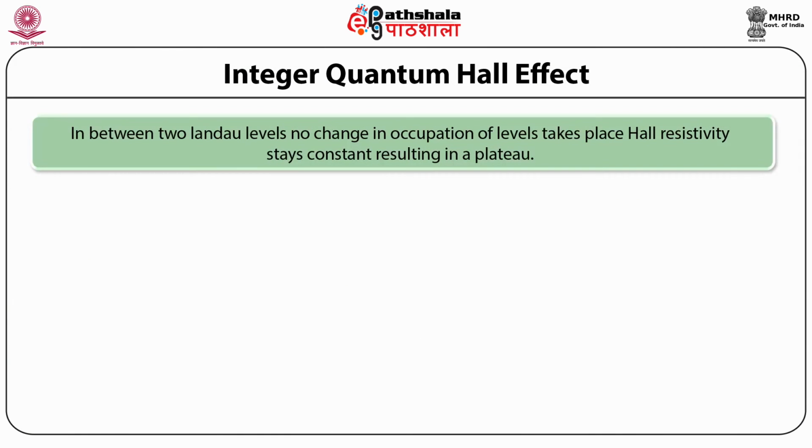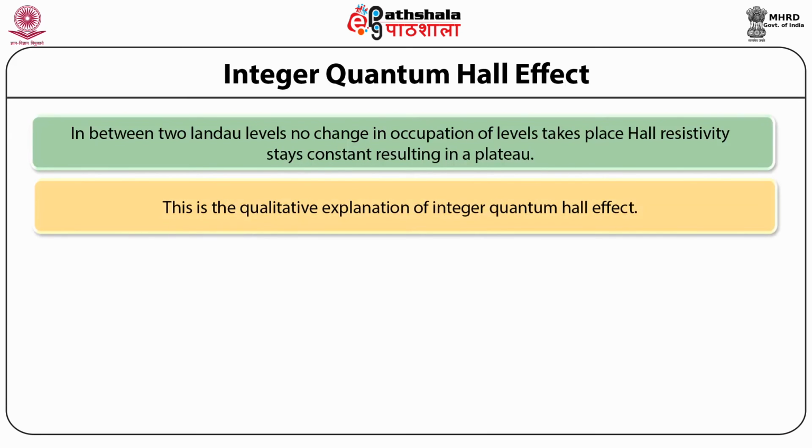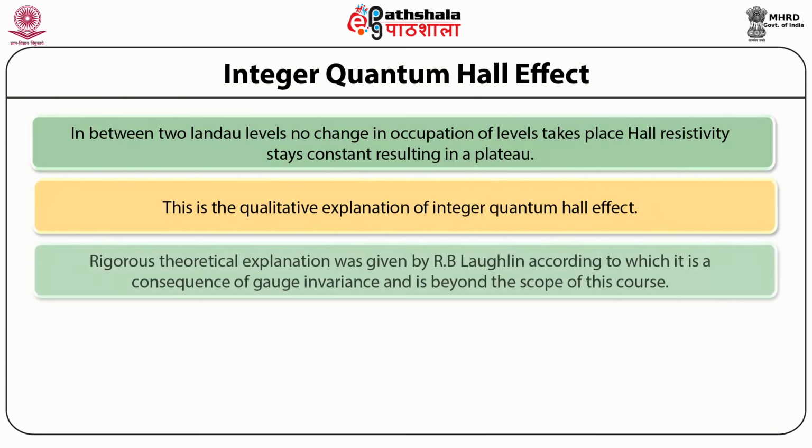In between two Landau levels, no change in occupation of levels takes place. Hall resistivity stays constant, resulting in plateau. This is the qualitative explanation of integer quantum Hall effect. Rigorous theoretical explanation was given by R.B. Laughlin, according to which it is a consequence of gauge invariance and is beyond the scope of this course.